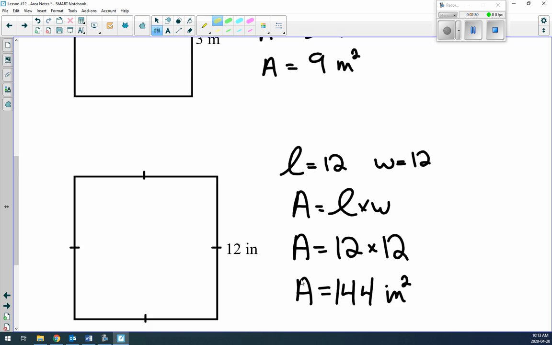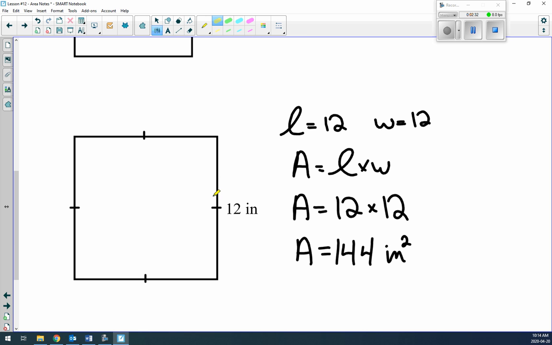Okay, what about a question like this? Oh, I can't do this. They only give you one side. But you see these little marks here? These little hash marks represent that the sides are the same. So if we know that this is 12, then one of the other lengths has to be 12. All of the lengths have to be 12. So you can do that to figure out the area. You could do either s squared, or length times width. 12 times 12, 144 inches squared. So sometimes you have to look at the picture to get all the measurements.